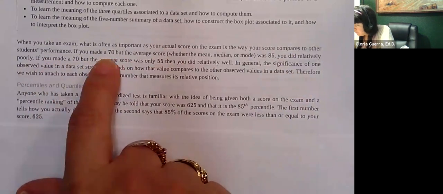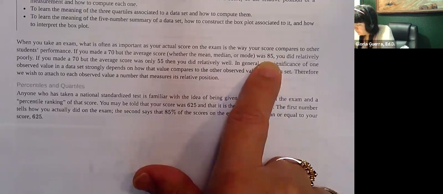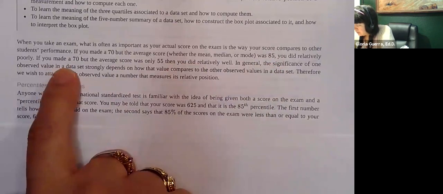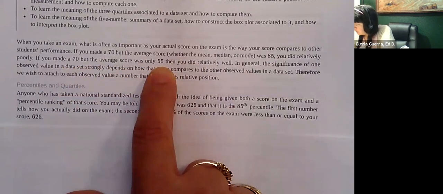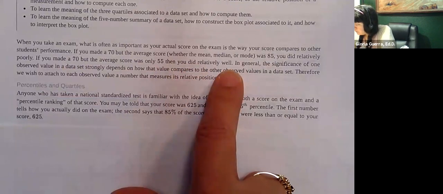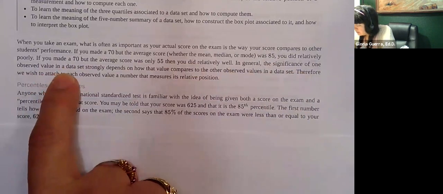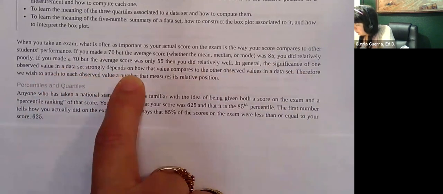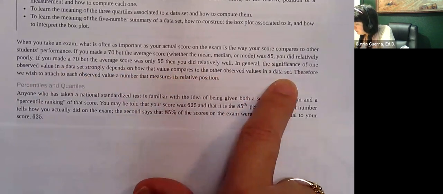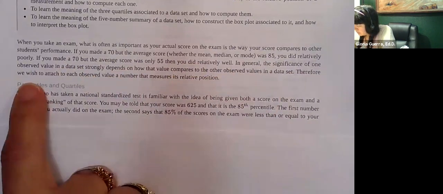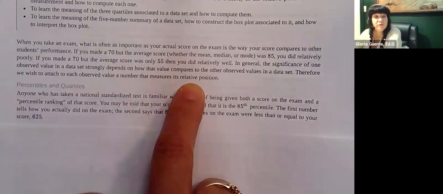Okay, so if you made a 70, but the average score for the class was 85, okay? But if you made a 70, but the average score was only a 55, then you did relatively well. So in general, the significance of one observed value in a data set strongly depends on how that value compares to other observed values in a data set. Therefore, we wish to attach to each observed value a number that measures its relative position.